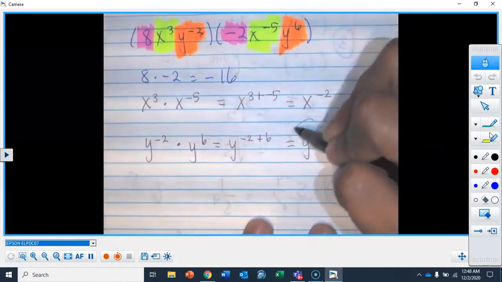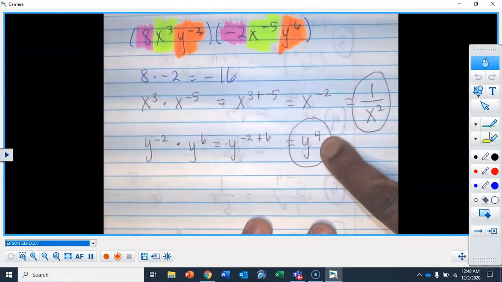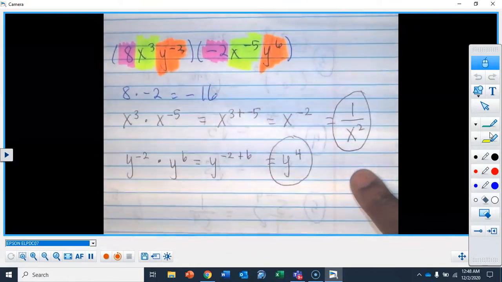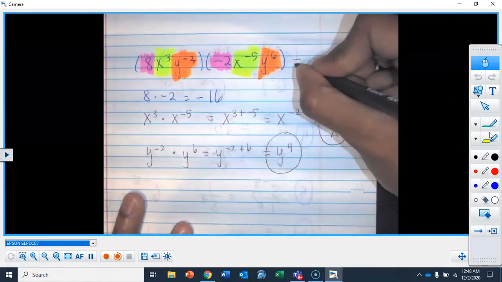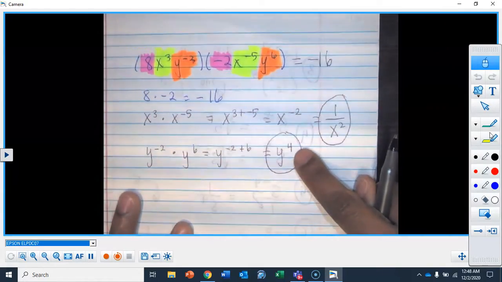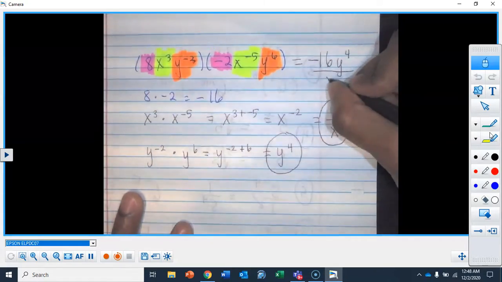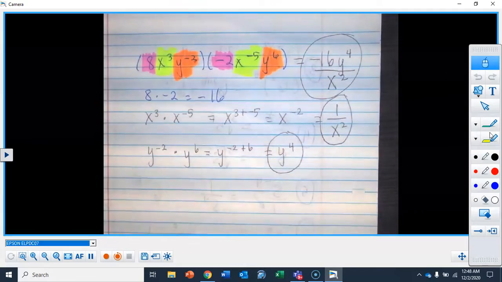Okay, and so just to be clear, when you have a variable raised to a positive exponent, it's in the numerator. Okay, so putting it all together, here's the answer. The answer to this, if this is what they gave me on the test, we say it's equal to negative 16. Y to the 4th is in the numerator, so we put times y to the 4th over, and then the x squared is at the bottom. Okay, so that's the answer.